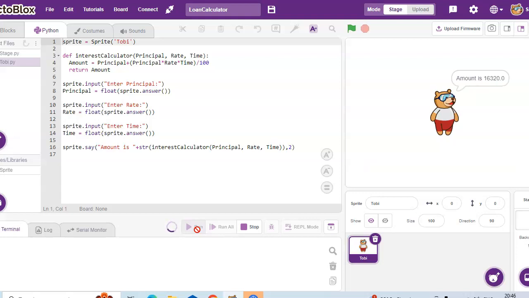If I press enter key, it is saying that the amount is 16,230 and that amount has gone because I have given 2 seconds.